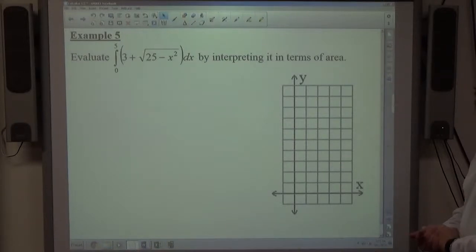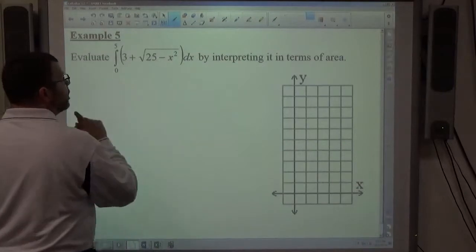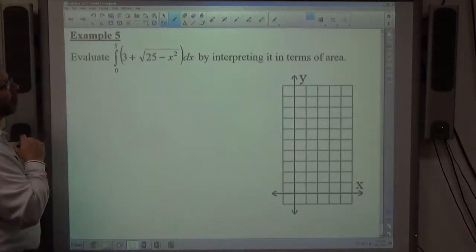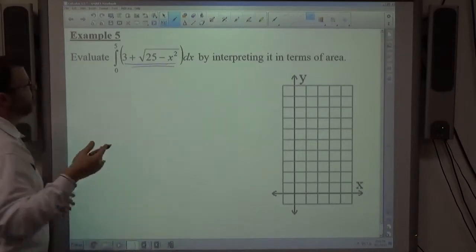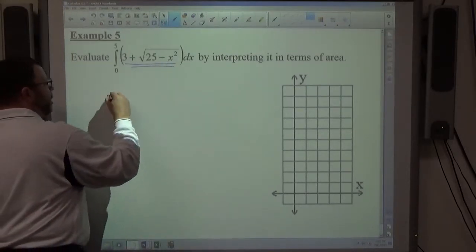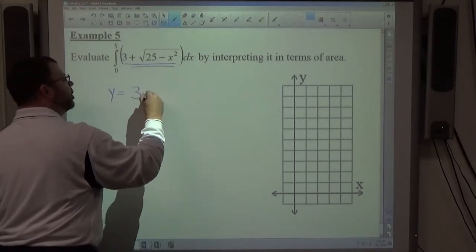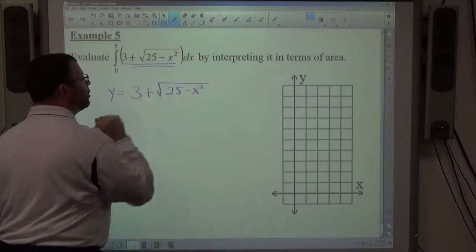Okay, example 5 tells us to evaluate this equation from 0 to 5, interpreting in terms of area. And this is going to be something that happens in your homework. It's a pretty typical structure, but maybe you haven't seen it much. But let me just do a little simplification here and you can see what it becomes.